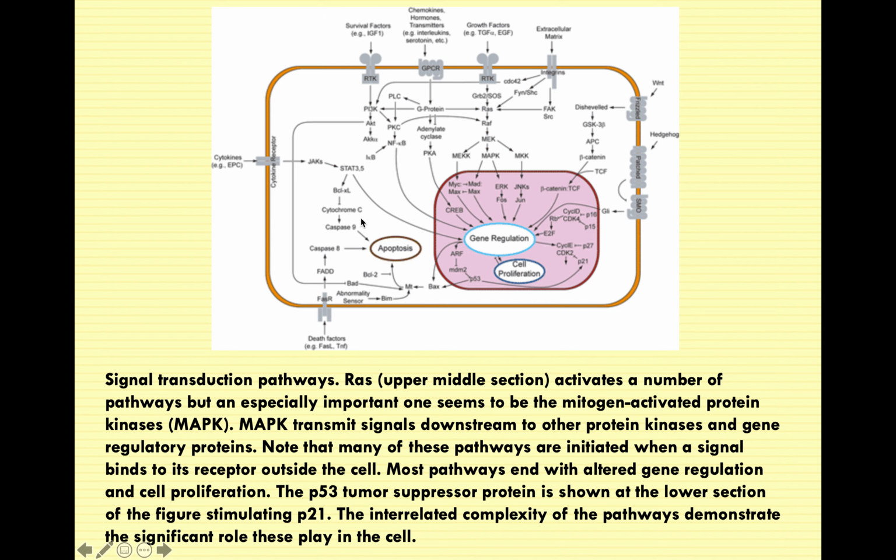Apart from that, it is also involved in apoptosis or cell death, apart from cell proliferation. So this is a part of the signal transduction pathway. We know that RAS activates a number of pathways, and especially important is MAPK. MAPK usually transmits signals downstream to other protein kinases. Your RAS will usually act up here. Note that many of these pathways are initiated when a single signal binds to its receptor outside the cell. So it would end up with altered gene regulation and cell proliferation if the RAS protein is inactivated or mutated.